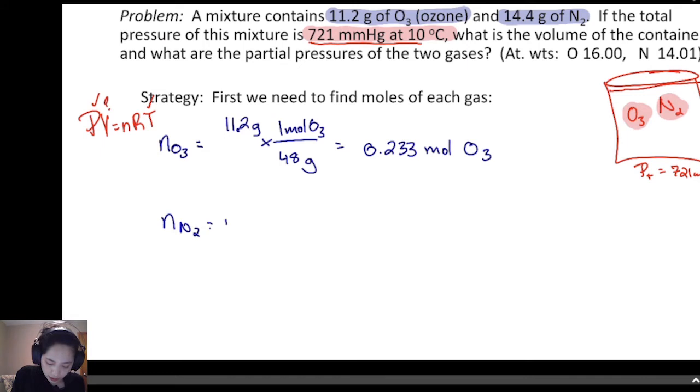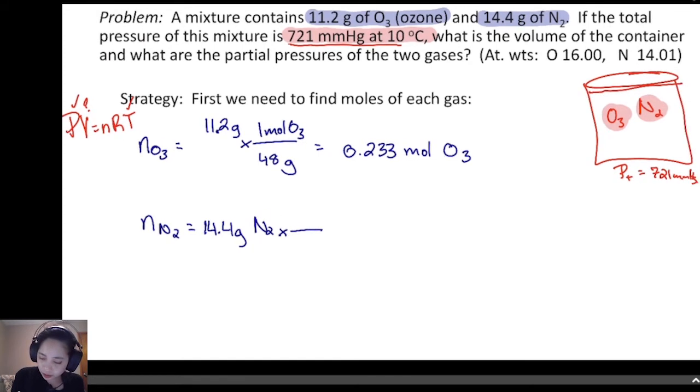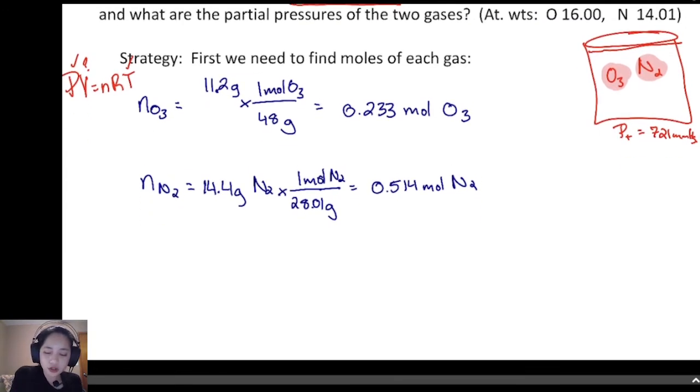Now do the same thing for the other gas present, which is N2. There's 14.4 grams of N2. Use the molar mass of N2. There's two nitrogens, so it's 28.01 grams per 1 mole of N2. And so the number of moles of nitrogen there is 0.514 moles of N2. So these are just partial amounts of moles contributing to the total number of moles.